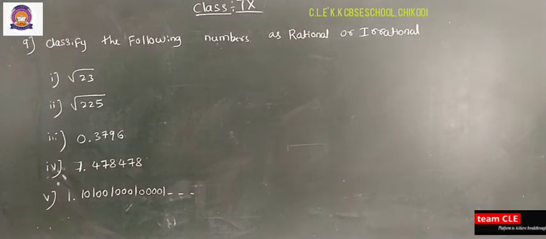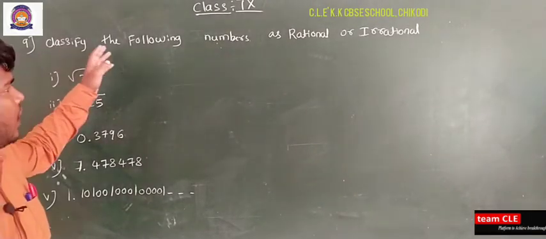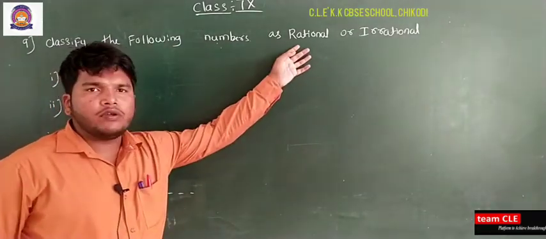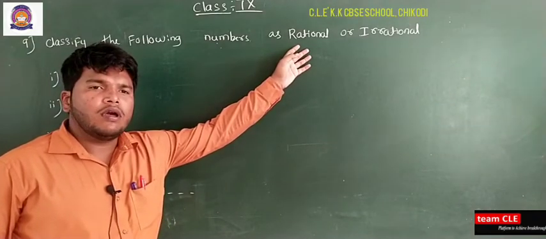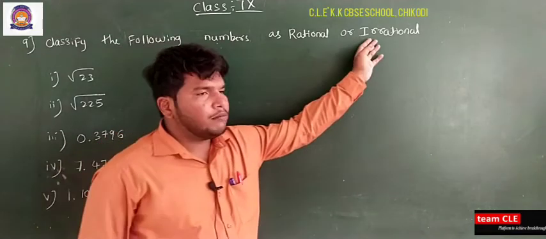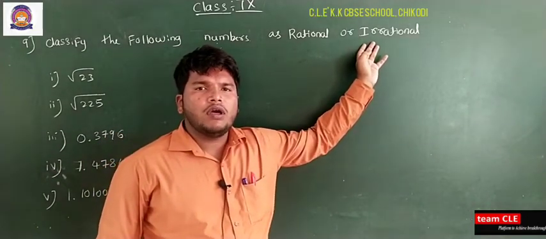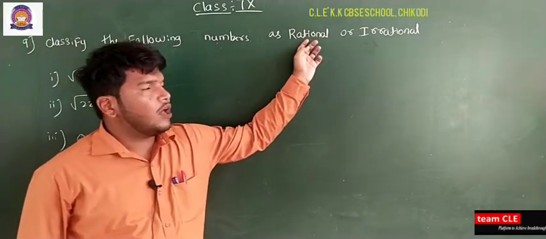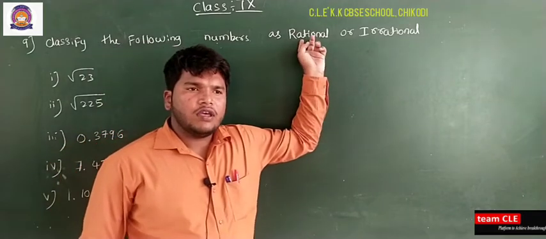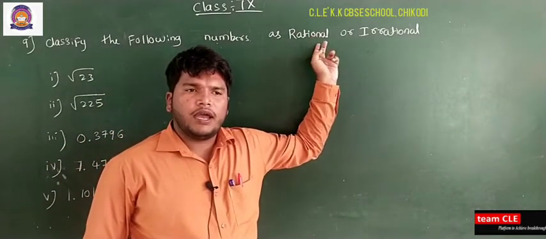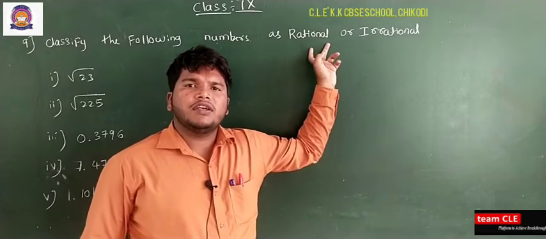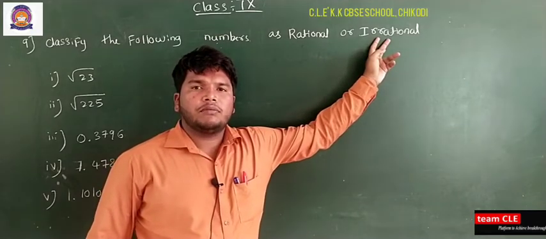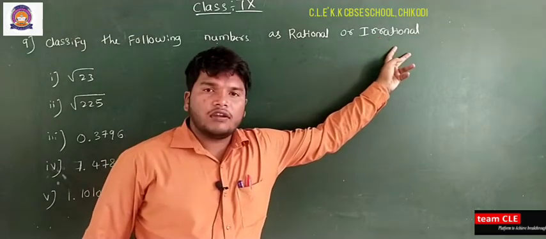Now comes the last part of your exercise, the ninth problem: classify the following numbers as rational or irrational. You already know the definitions: rational numbers are expressed in the form p by q, where q is not equal to 0, and irrational numbers are not expressed in that form. You have also learned two scenarios. If it is a terminating decimal, it is a rational number. If it is repeating and non-terminating, it is also a rational number. If it is non-repeating and non-terminating, it is an irrational number.